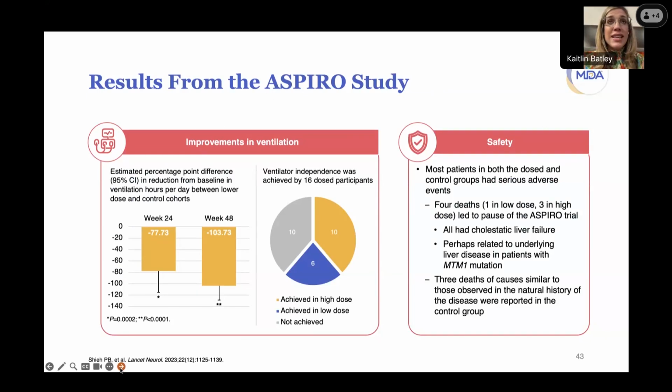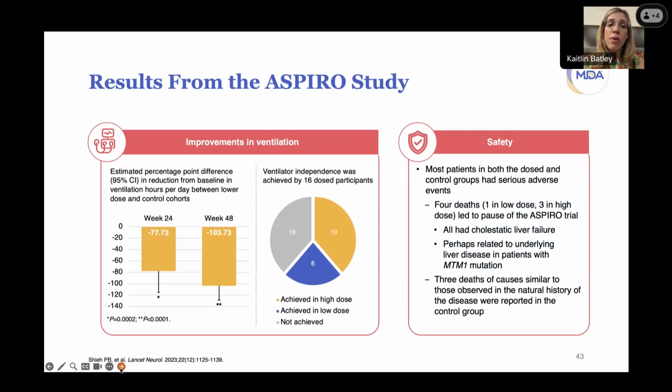But although these things were very exciting and very promising, this study is currently on hold because there were some safety issues noted during the course of this trial. There were several serious adverse events, including 4 deaths, unfortunately. One occurred in that early low dose group, and then 3 in the high dose group. And these patients all developed cholestatic liver failure and passed from this. And the exact cause is not entirely known.